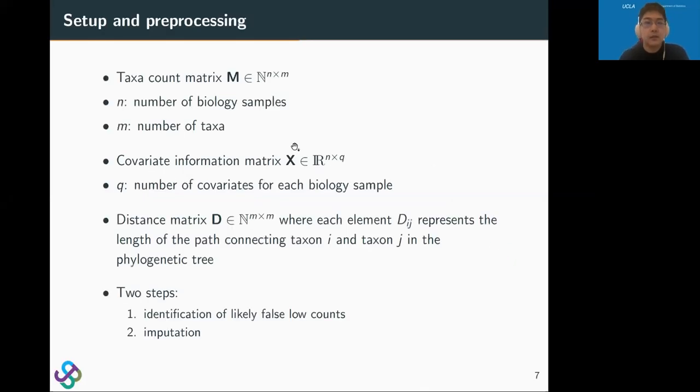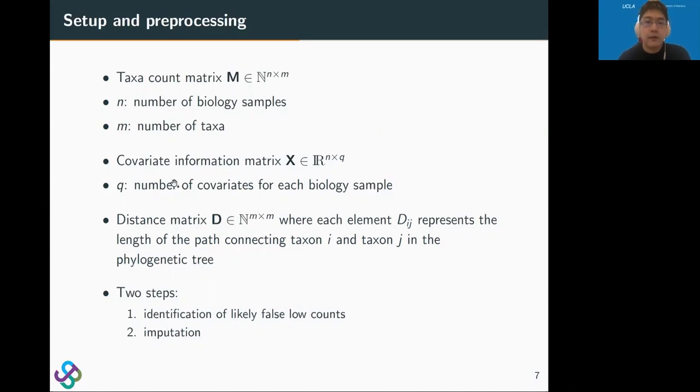So next, I will introduce our method. First, I'll introduce some notations. We will denote the taxa count matrix as the bold form M of dimension n by m, where n denotes the number of biological samples and m denotes the number of taxa. Here, for example, if we collect the fecal samples from patients, there will be n biological samples, and it could also refer to those n patients.